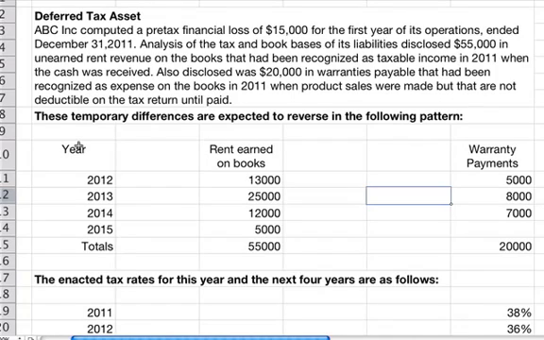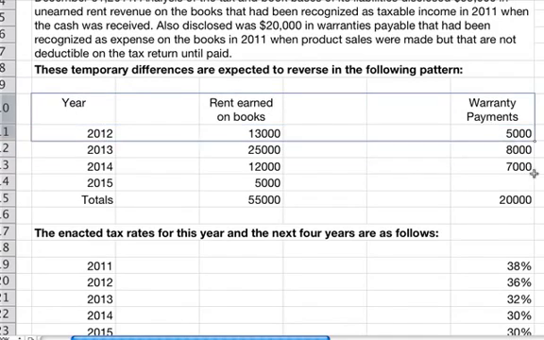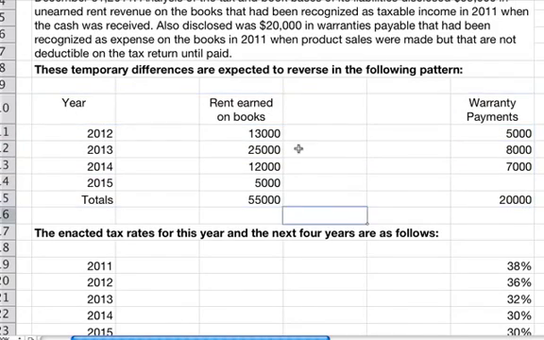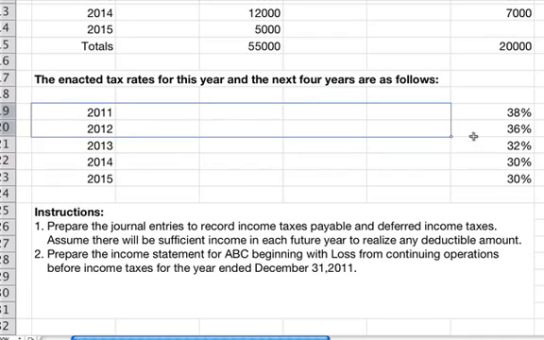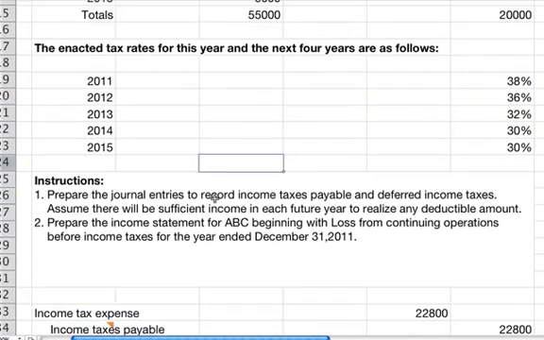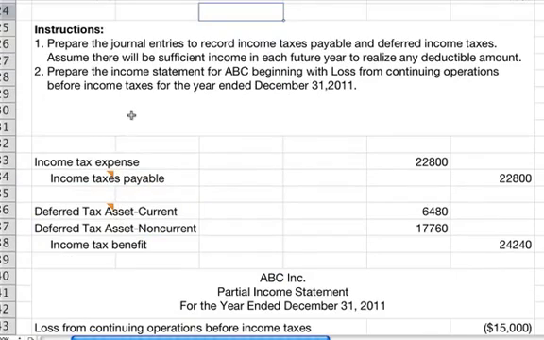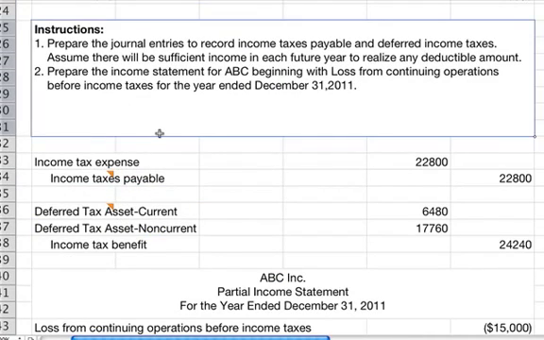Also disclosed was $20,000 in warranties payable that had been recognized as expense on the books in 2011 when product sales were made, but that are not deductible on the tax return until paid. These temporary differences are expected to reverse in the following pattern. So you have these numbers, and we'll come back to these in a minute. Then you have the enacted tax rates for this year and the next 4 years, and these are those numbers.